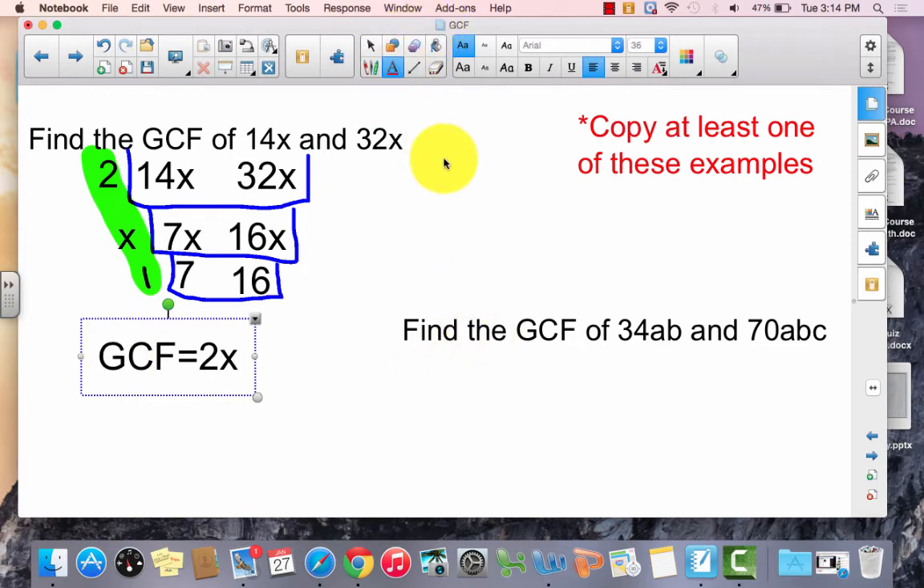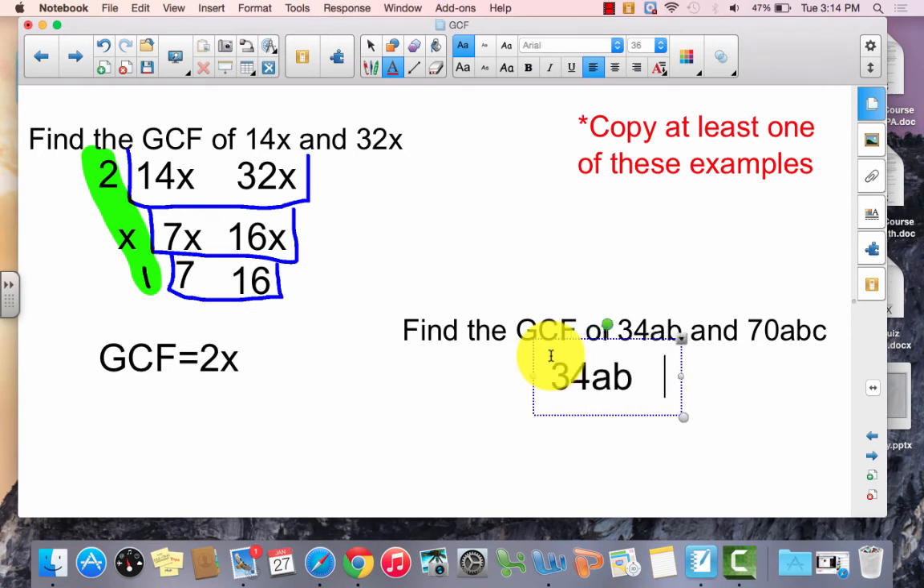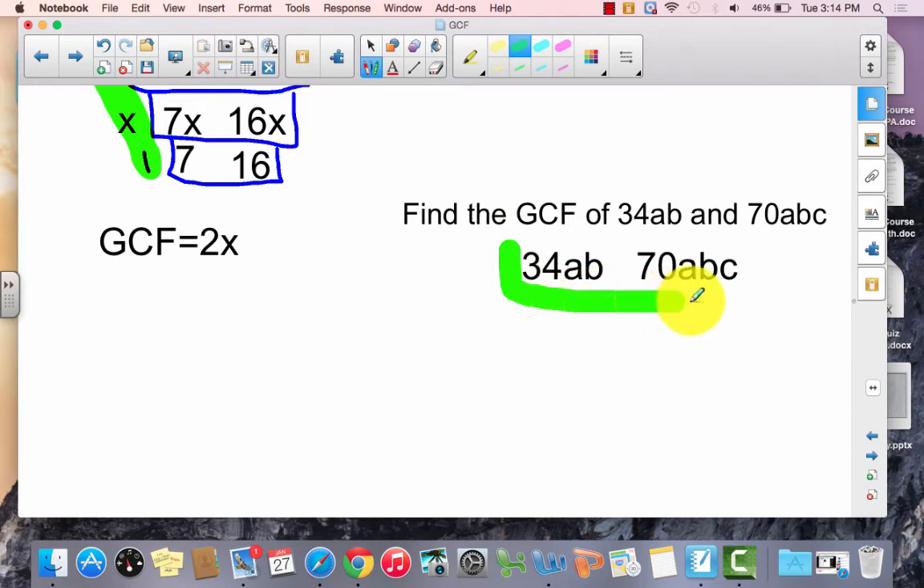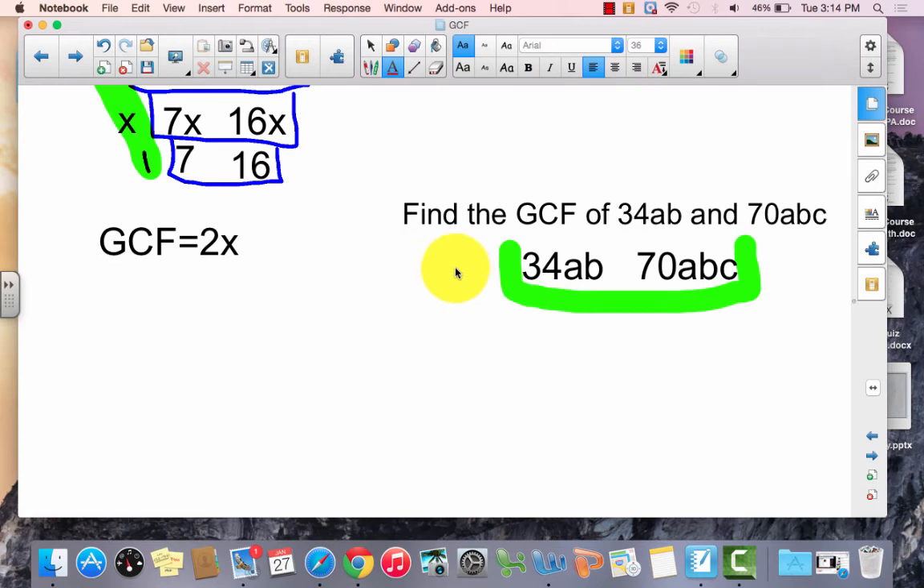Let's take a look at another one over here. So we have 34ab and 70abc. Again, I'm going to ignore the variables for just a moment. We'll make our first layer of cake. So 34 and 70, they're both even. We could divide them by 2. 34 divided by 2 is 17. I carry down the variables. 70 divided by 2 is 35. Again, carry down the variables.